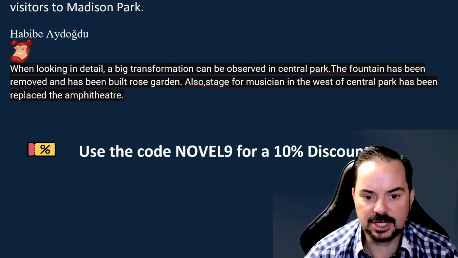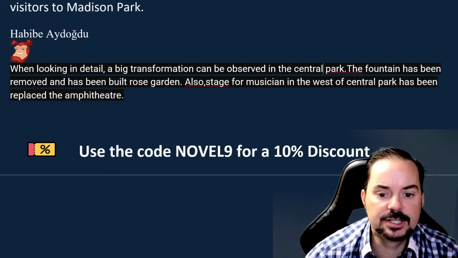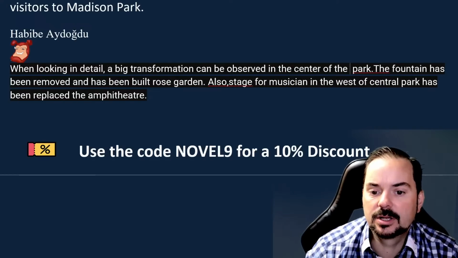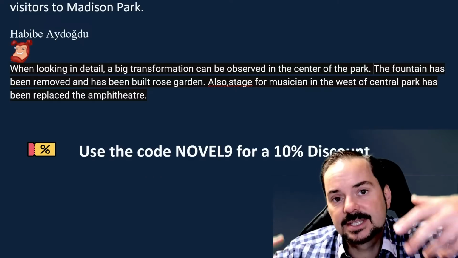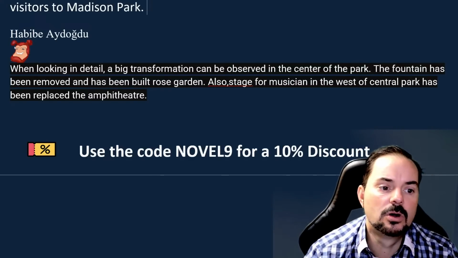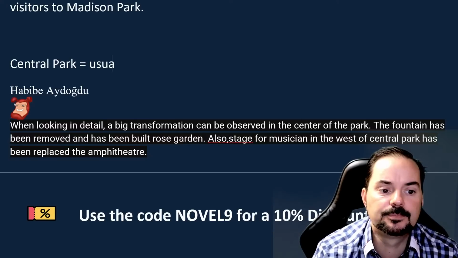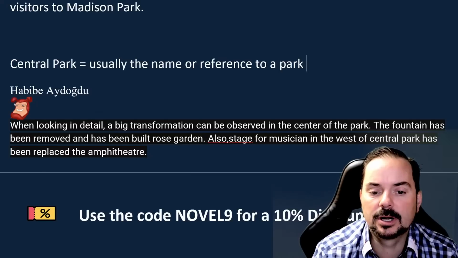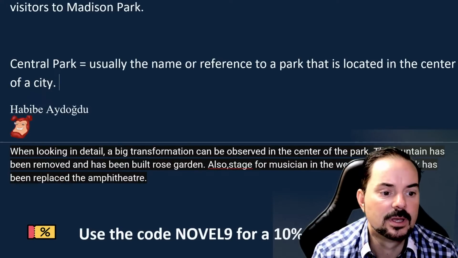A big transformation can be observed in the center, not Central Park, in the center of the park. Be careful, Habibe. Central Park has a very different meaning. Central Park is usually the park that's in the center of a city. Okay, so keep that in mind. Central Park, usually the name or reference to a park that is located in the center of a city. For example, Central Park, New York.